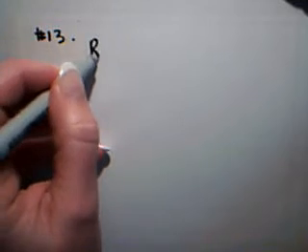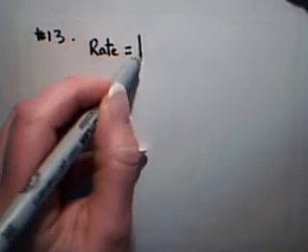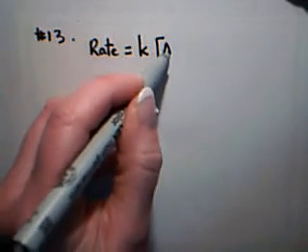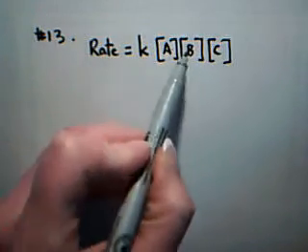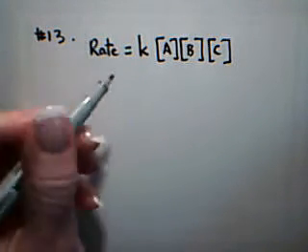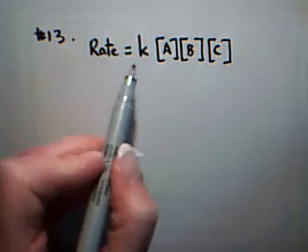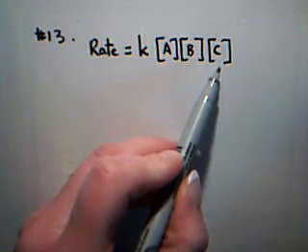I'll just get a new sheet of paper. Number 13. If a reaction has a rate equation, so that's my rate law equation, that can be written like the following: reaction rate constant times A times B times C. So this is given. Now remember, when there is no number here, it's understood that it is 1. And so I can say that this reaction is first order in A, it's also first order in B, and it's first order in C.